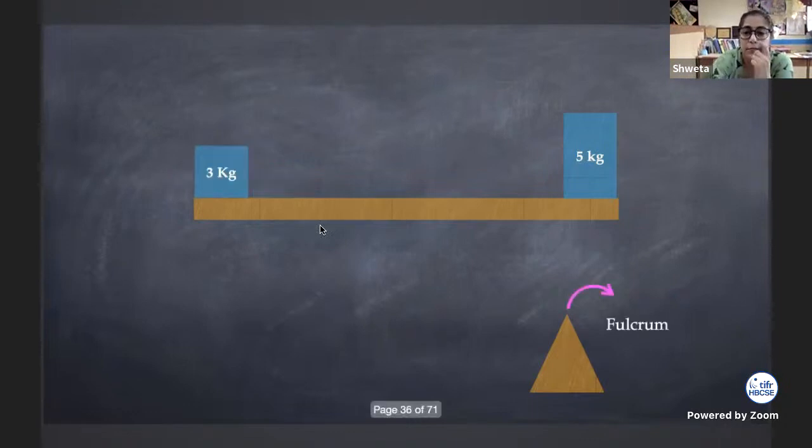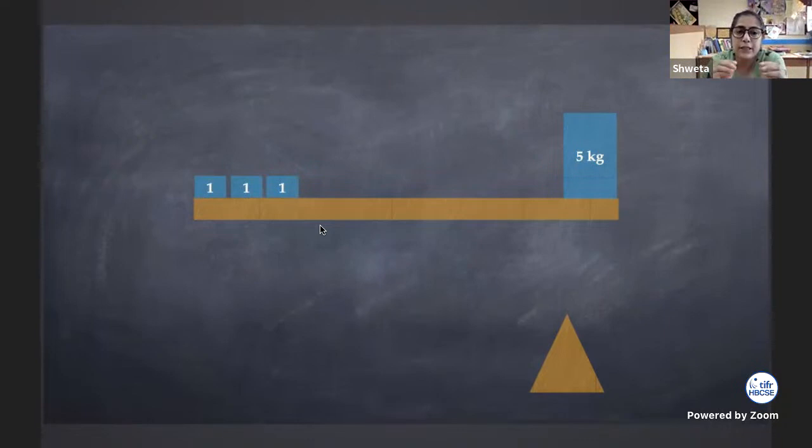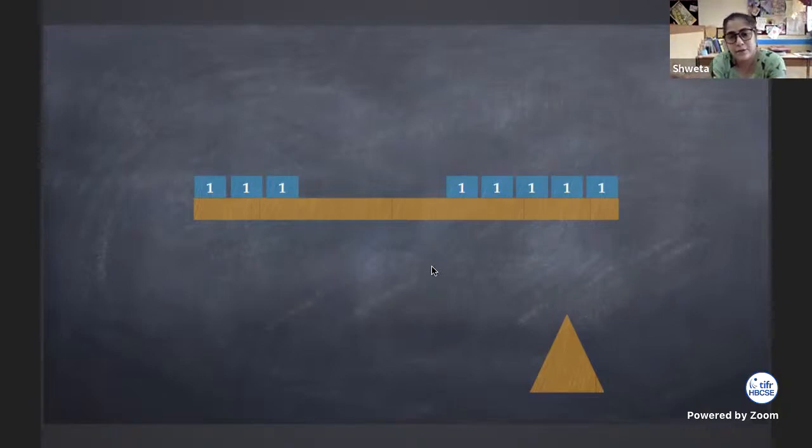So to decide that, let's do something else. I distributed 3 kg as 1 kg each. I just made 3 kg into three 1 kg weights. And similarly, I distributed 5 kg into five 1 kg weights. Now our question is, where do I place this fulcrum such that the beam will remain balanced? I still can't answer. I still don't know where to put it.